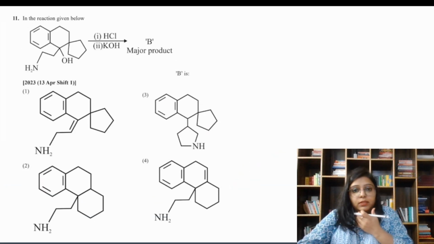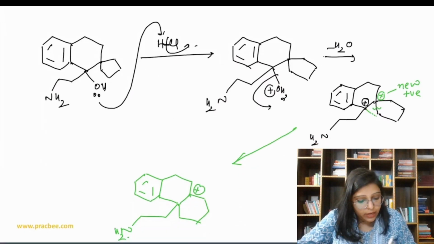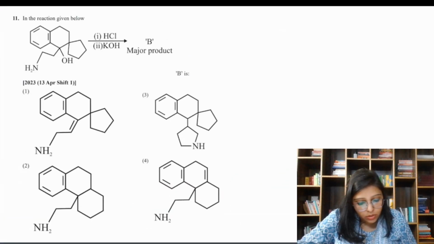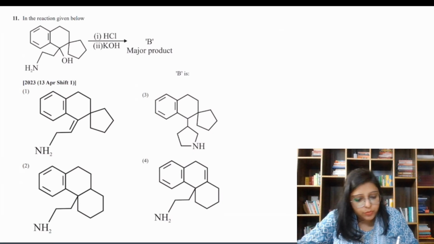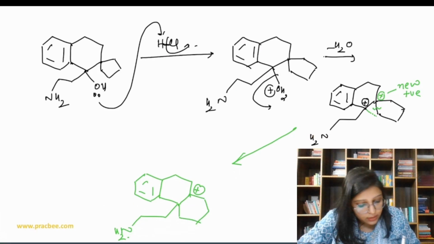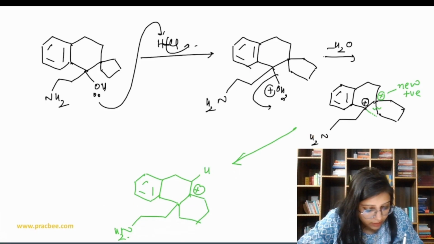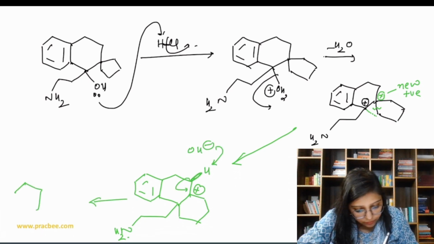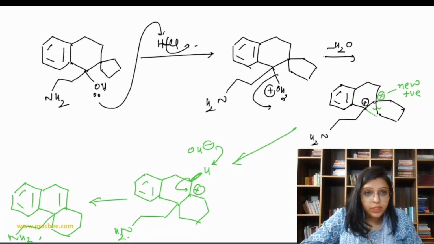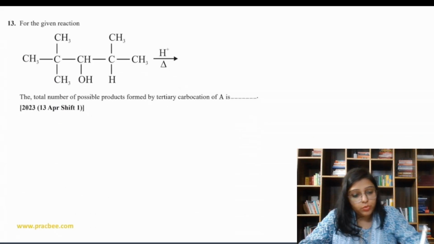Now next step, we have base, right? So base is going to abstract hydrogen. Base is going to abstract hydrogen. So the point is that if you see, option 4 is going to be the correct answer. That's it. So here we have hydrogen. So OH minus abstracts this hydrogen, electron of this bond shifts over here. Okay bete. That's it. So option D is going to be the correct answer. Now moving on to the next question.